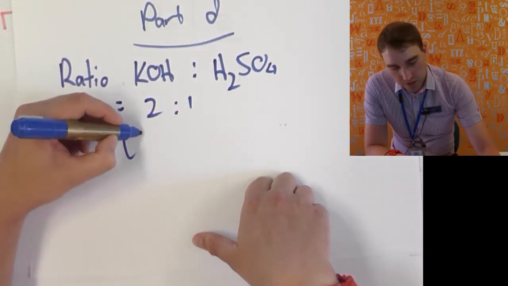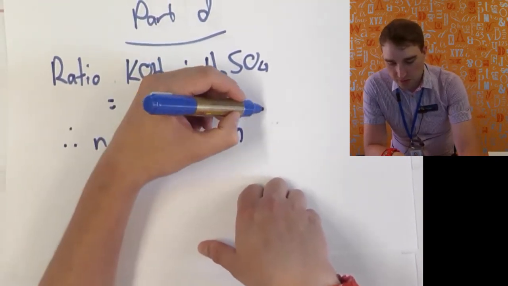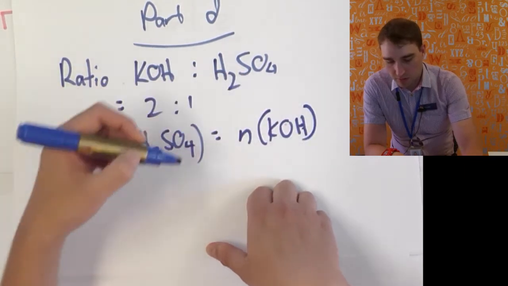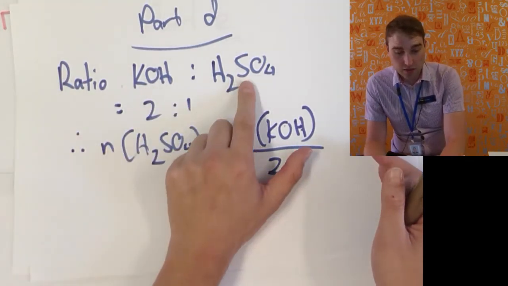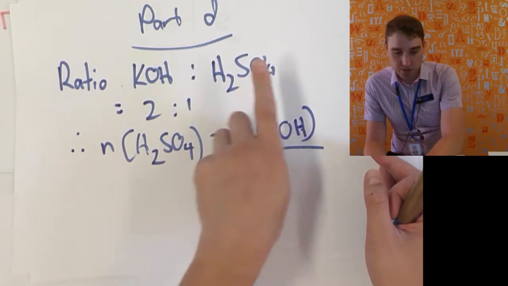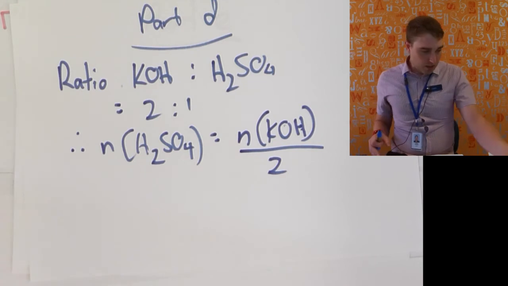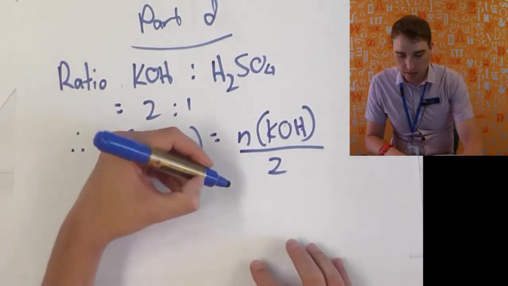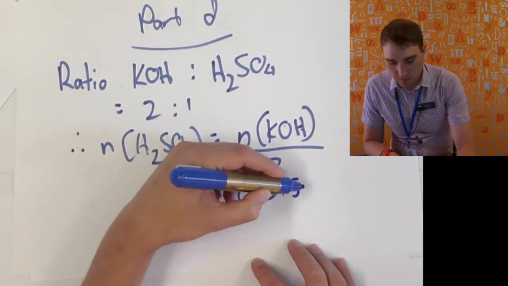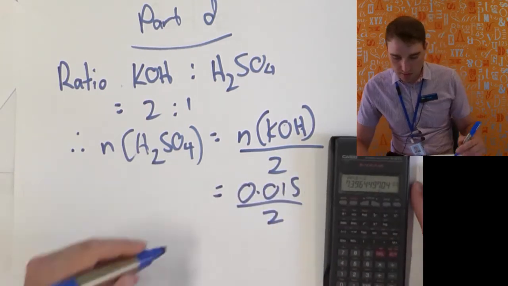So therefore, our number of moles of sulfuric acid is going to be equal to the number of moles of potassium hydroxide divided by 2. The reason for that is we had twice as much potassium hydroxide as sulfuric acid, so we're going to need half as much sulfuric acid to neutralise that potassium hydroxide, so we need to divide that by 2. We go back, we found that the number of moles of potassium hydroxide was 0.015. It's going to be equal to 0.015 divided by 2. I'm going to use the number that's still in my calculator, so divided by 2, and I get 7.39 times 10 to the minus 3.